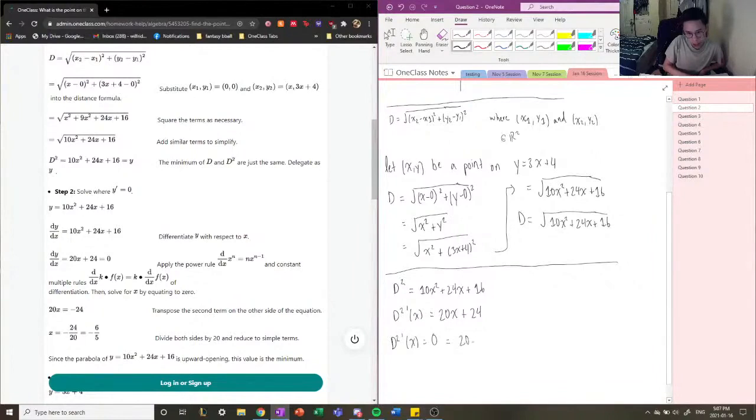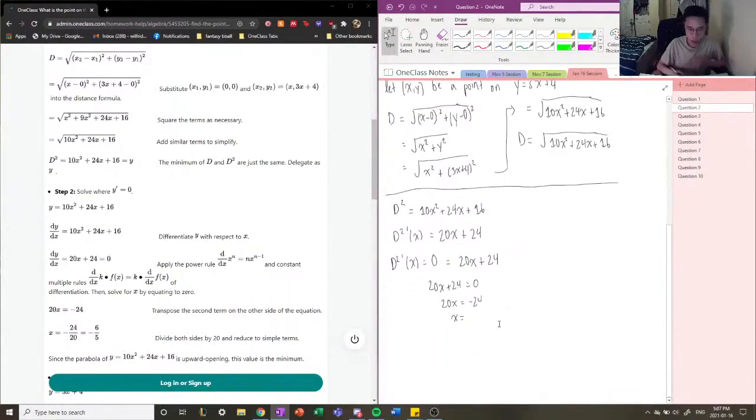And to do that, we're going to calculate the value of x which will make this equal to 0. So if 20x plus 24 is equal to 0, then we get 20x equals negative 24. We get x equals negative 12 over 10, and then that's negative 6 over 5. Okay?